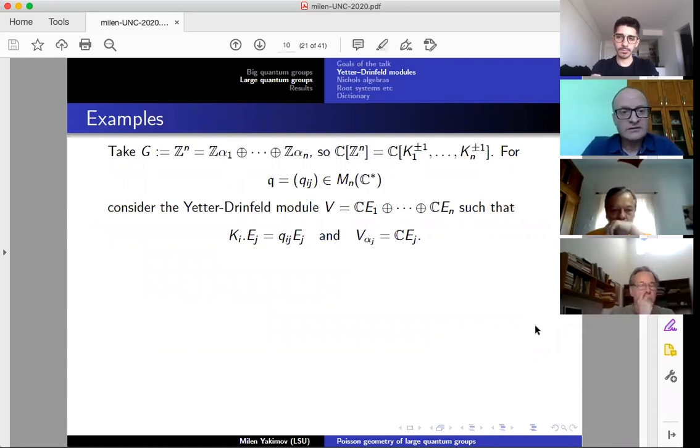So here's an example. And in this example, G is going to be the free abelian group on n generators. So it's going to be called Z to the n.